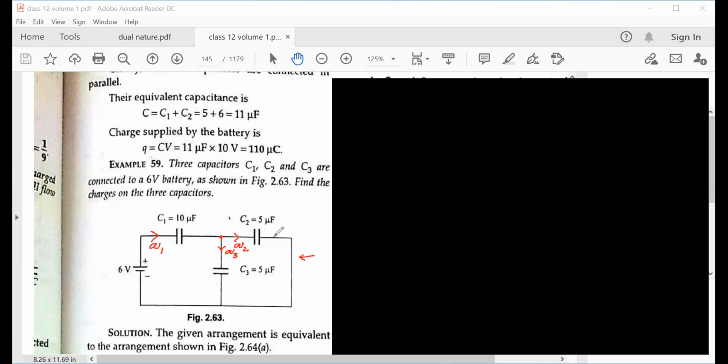Here there are two capacitors, C2 and C3. These C2 and C3 have different charges passing through them. When there are different charges, we identify this as a parallel connection. So first we have to solve it. C2 and C3 are parallel.